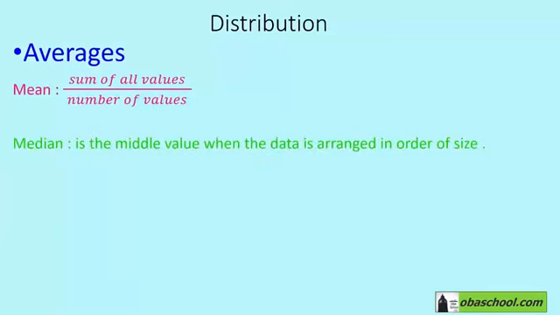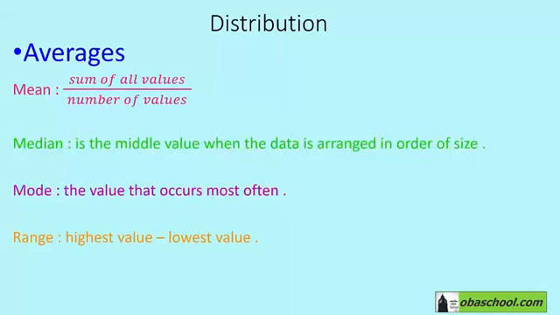The second is the median. It is basically the middle value when the data is arranged in order of size. The third type is the mode. The mode is the value that occurs most often. And finally, the range: it is the highest value minus the lowest value.